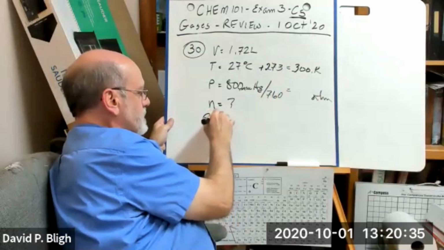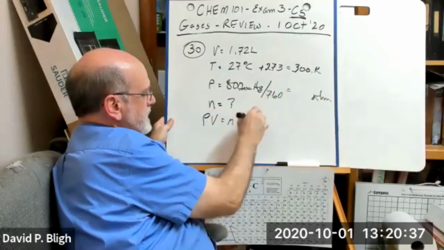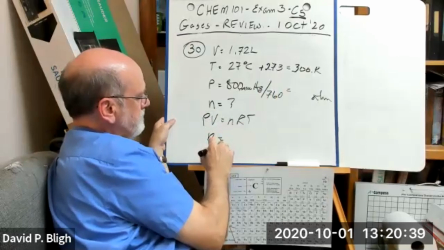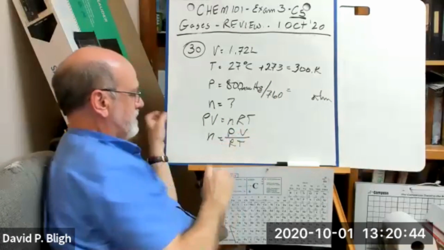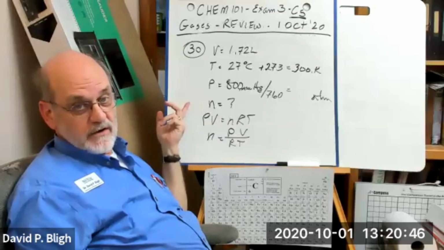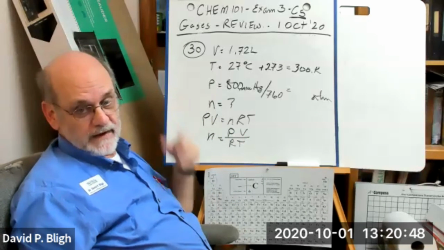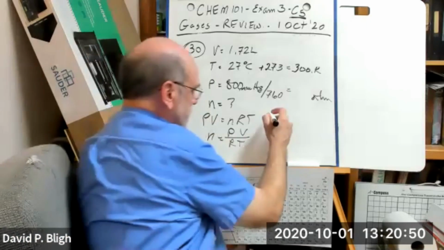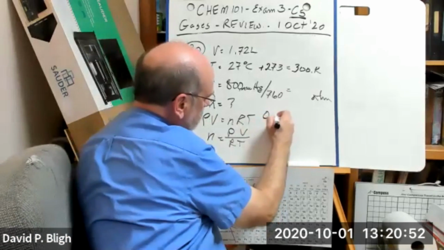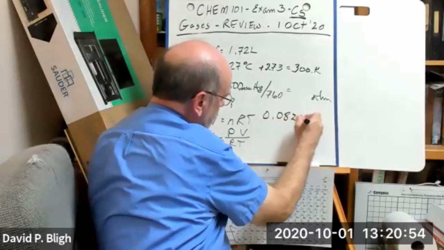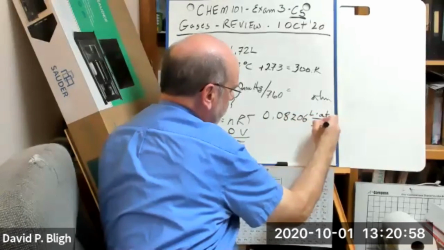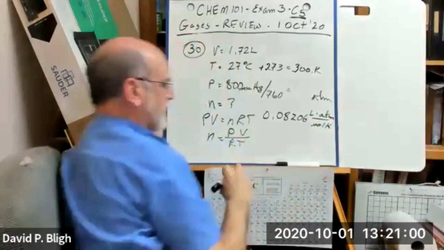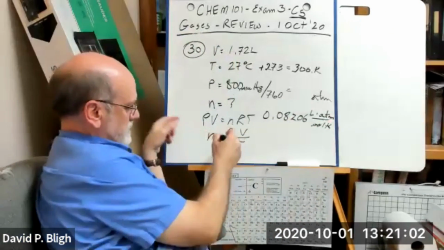So PV equals nRT. Moles would be PV over RT. So the only one we don't have up there is R, right? And it's in useful information. But if you do it enough, you'll remember. Okay, so that plugs in right here.